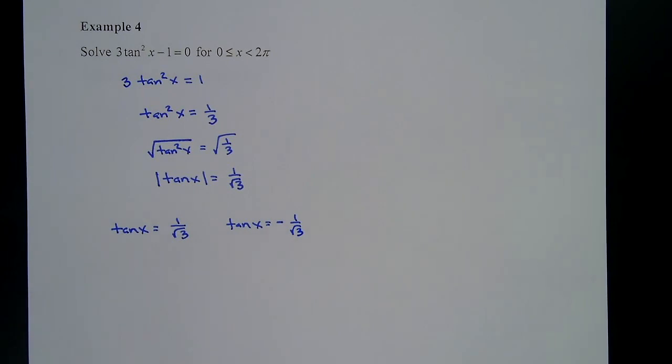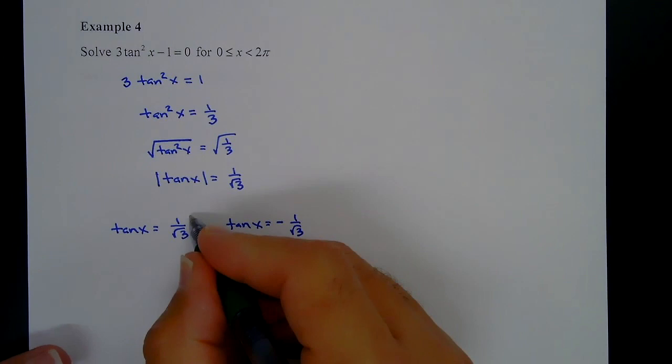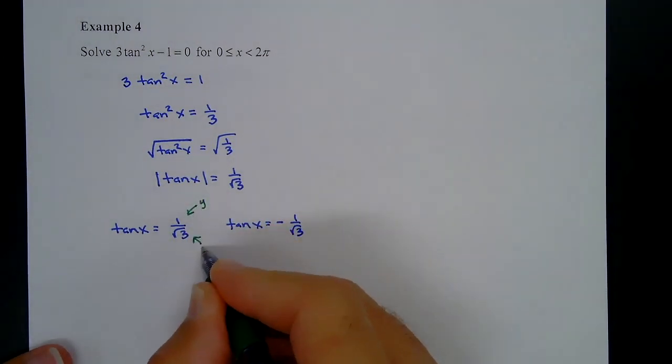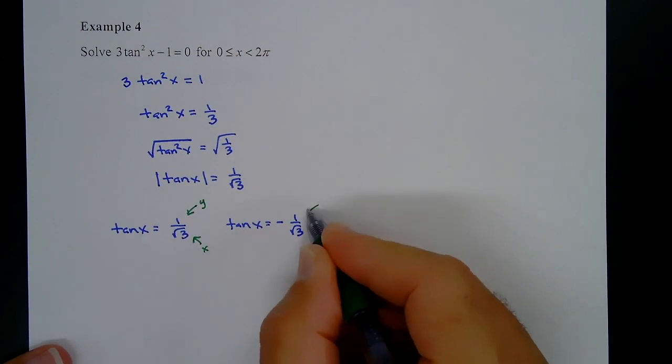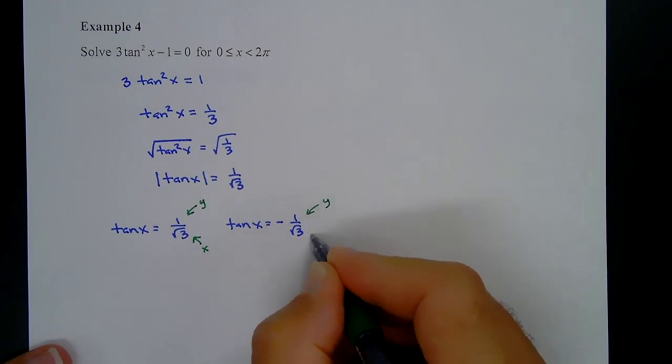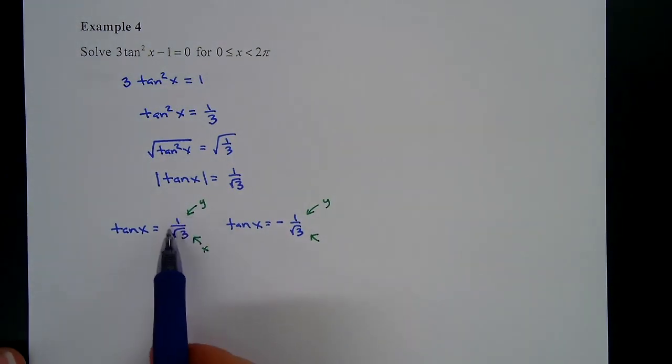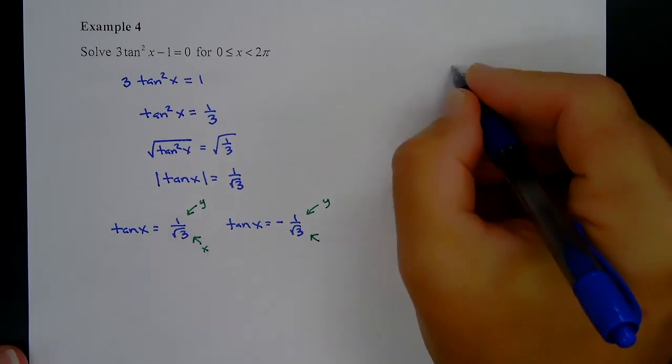Now, recall the basic definition. Tangent is y over x. So this is my y, and this is my x. So I'm actually going to have to draw 2 diagrams. One where this ratio is positive, because to make this ratio positive, either both of these are positive or both of them are negative.